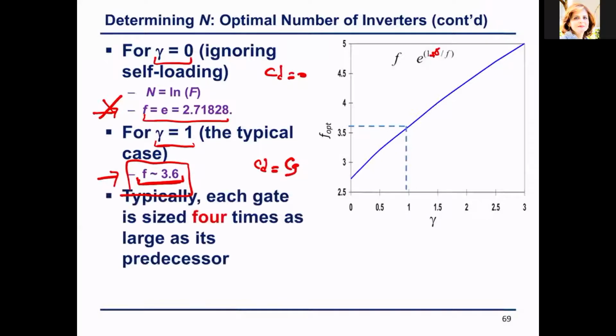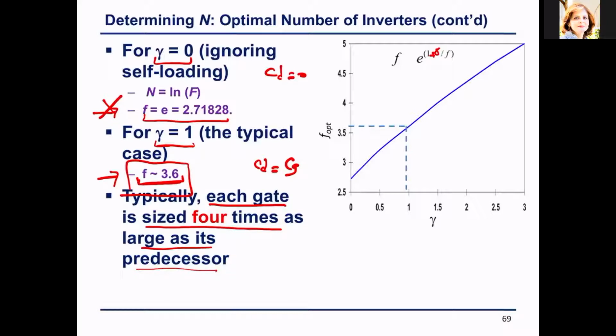Okay? طب هلا what this means is that f is equal to 3.6. This means that roughly each gate is almost sized 4 times as large as its predecessor. يعني يا 3.6 times يا 4 times. Okay, so each gate is sized 3.6 times its predecessor. So let us take this number. يعني هيدا الفاليو ما بقى معتمد حتى على البيج F، right?